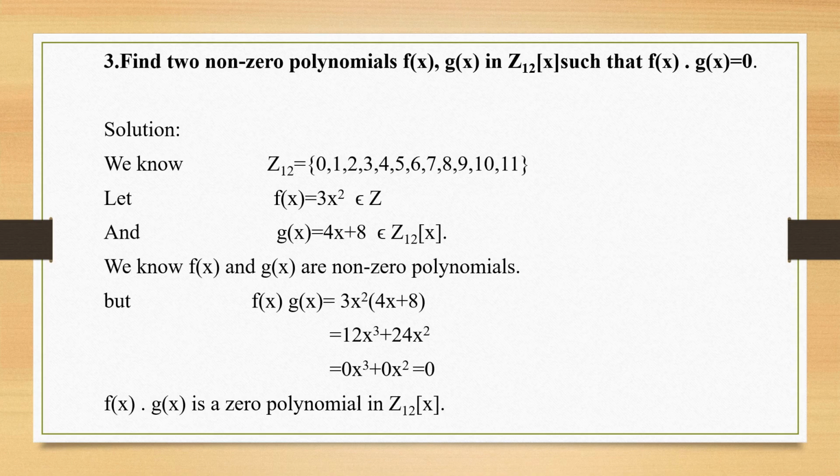So I have chosen f(x) as 3x^2 and g(x) as 4x + 8. If I multiply 3x^2 by 4x + 8, my answer will be 12x^3, which is perfectly divisible by 12. And 3 into 8 is 24, again perfectly divisible by 12. So 12x^3 + 24x^2. If I divide it by 12, I get the remainders or the coefficients as 0. Therefore my answer is 0. Able to understand? Therefore f(x) times g(x) is the zero polynomial in Z12[x].